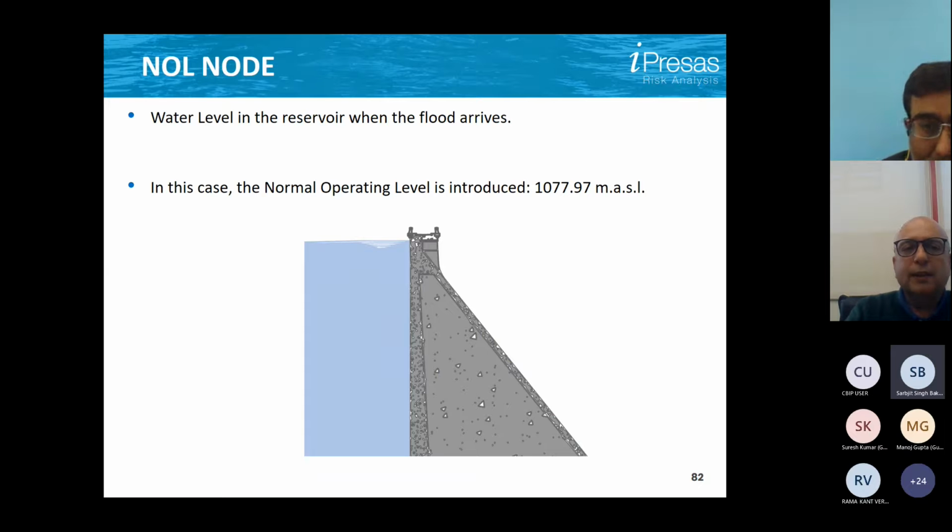So then the water level. We need the water level in the reservoir when the flood arrives, and we are assuming that it will be the normal operating level, that the reservoir is basically always full, which is the case with hydropower reservoirs that hold a lot of water. They tend to be full or very close to the normal operation level. So that will be our assumption.